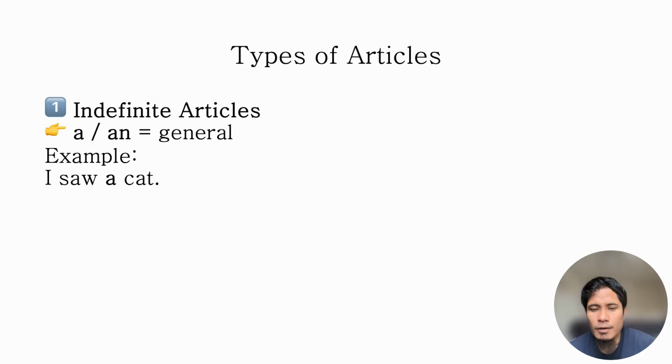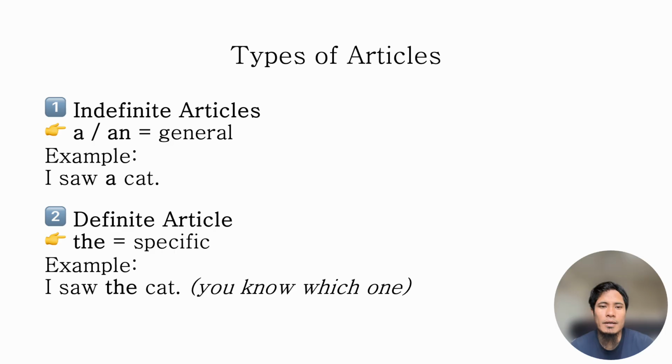And second, we have the definite article, which is the. We use the when we are referring to something specific, something that both the speaker and the listener can identify. For example, I saw the cat suggests that we are talking about a particular cat, maybe one we have already talked about or mentioned before.